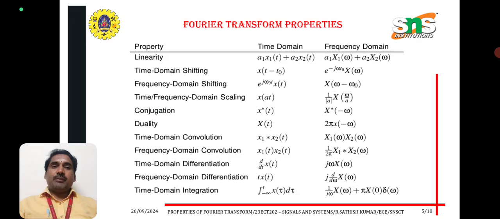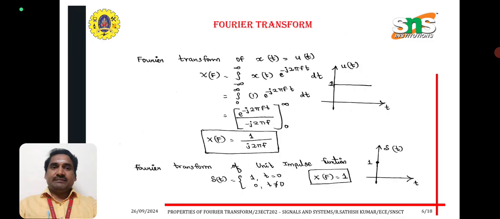These are some of the properties of Fourier transform: linearity property, time domain and frequency domain shifting, conjugation, duality, and then convolution in terms of frequency domain and time domain, differentiation in terms of time domain and frequency domain, and also integration. These are some of the Fourier transform properties.